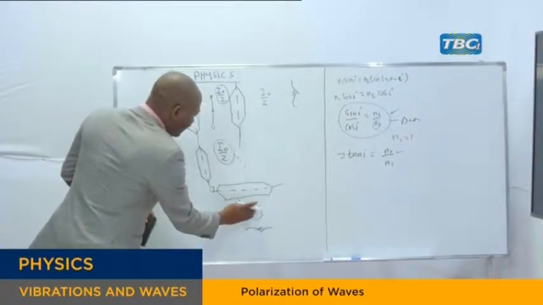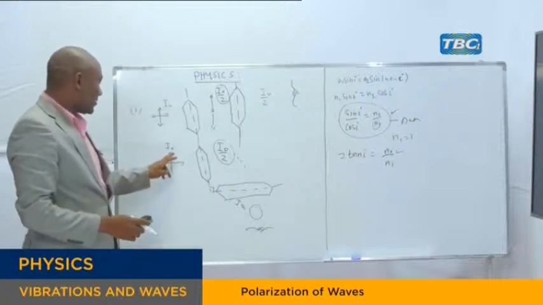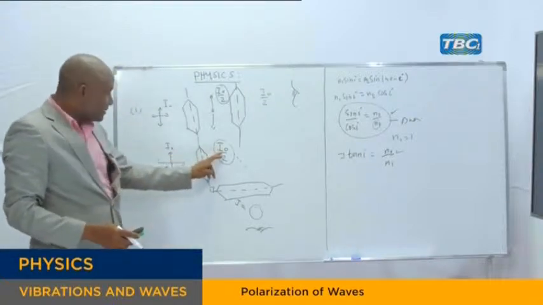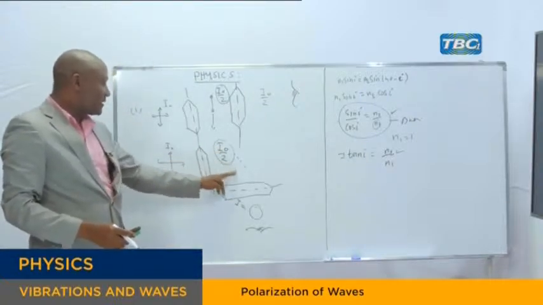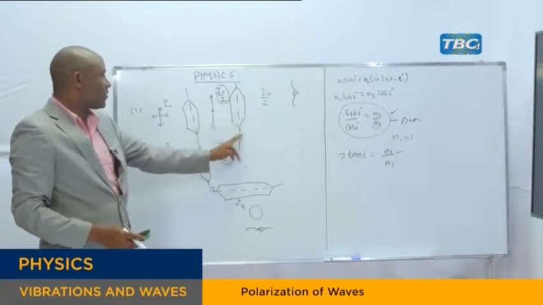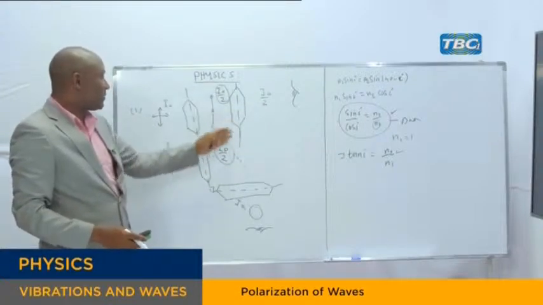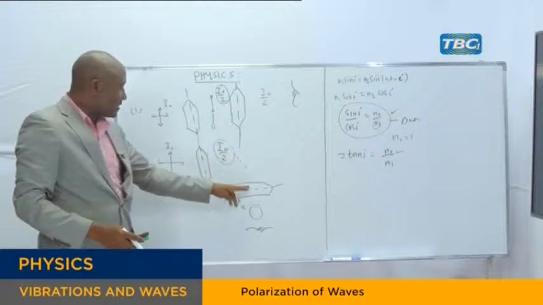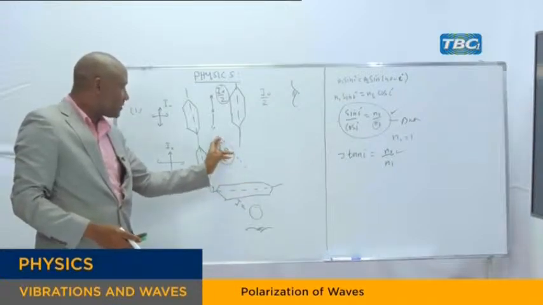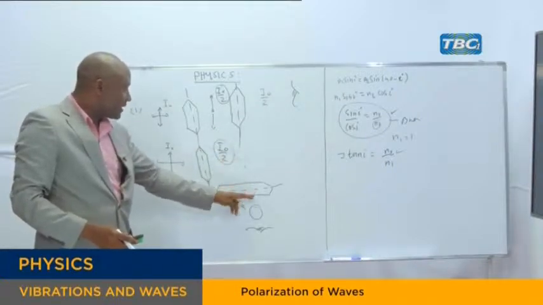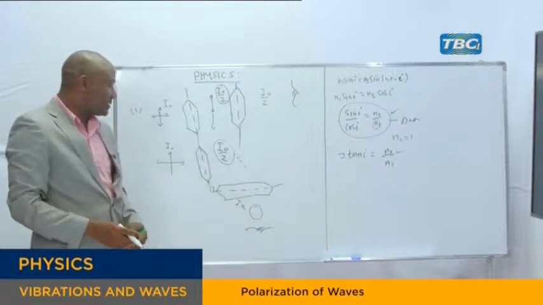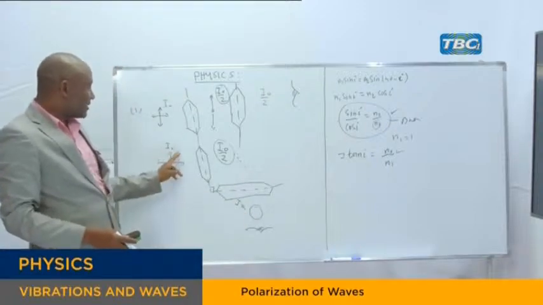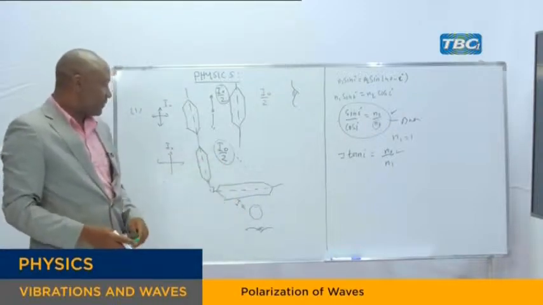Here it is I naught over 2. You can see what is happening when the angle increases. The angle between the two is 0 when they are parallel. When we rotate the second polaroid, the angle is measured from the vertical until the angle is 90. So the intensity of light decreases from I naught over 2 down to 0.